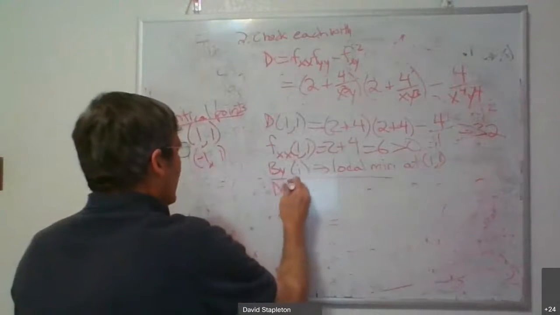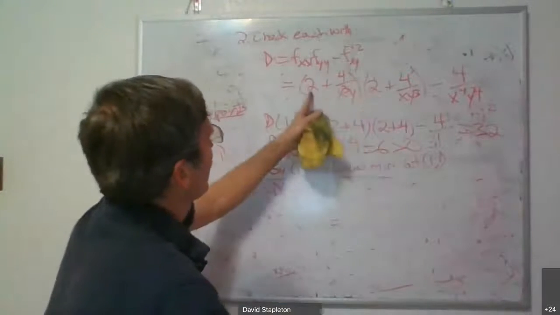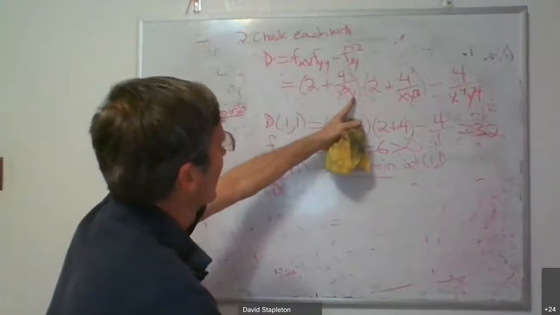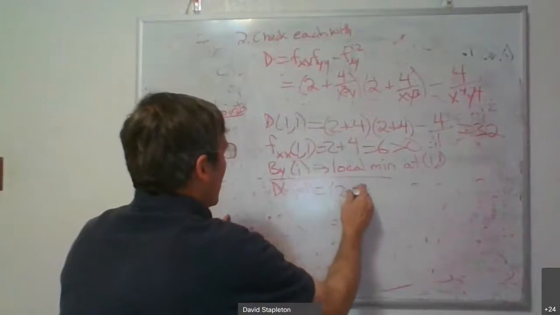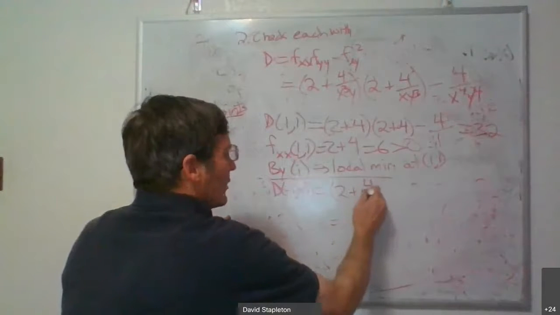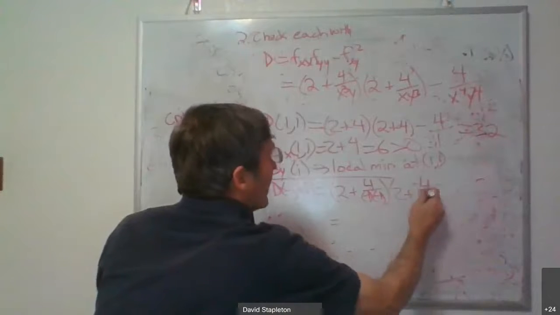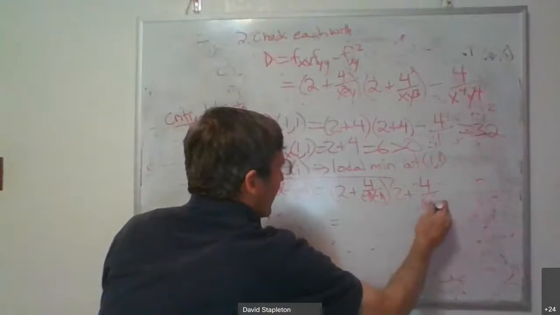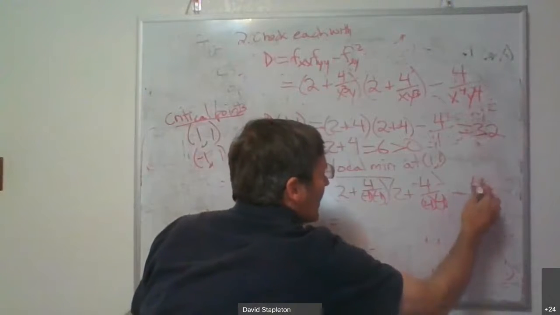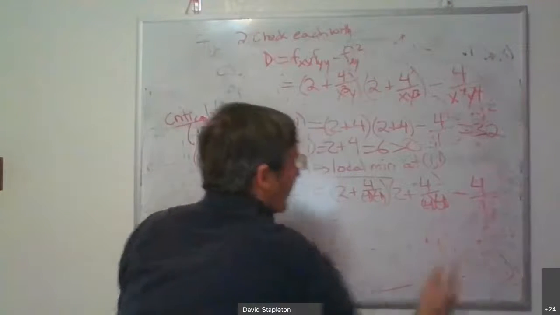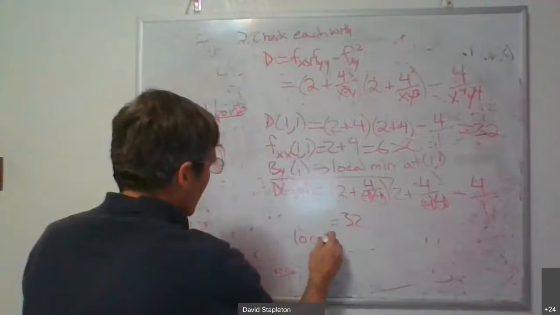We'll take D at minus 1, and we notice again we get 6 times. Oh no, we don't. Yeah, okay. 2 plus 4 over 1 is 6. 4 over minus 1 times minus 1 is 6. 2 plus 4 over minus 1 times minus 1 cubed is 6. Minus 4 over minus 1 squared minus 1 squared. 1. Again, I get 32. So this one is also a local minimum.